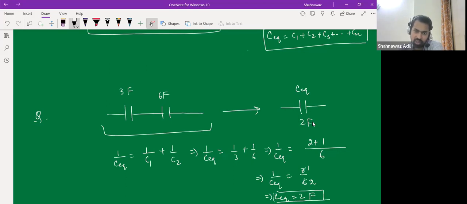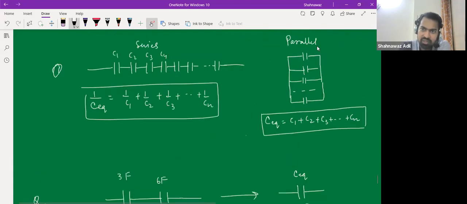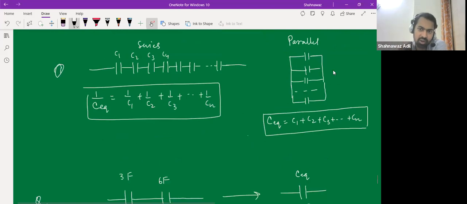Okay, so please note down this part. And then we have the mixed kind of combination. Series and parallel are combined, or we can say mixed. So we can have some mixed problems also.